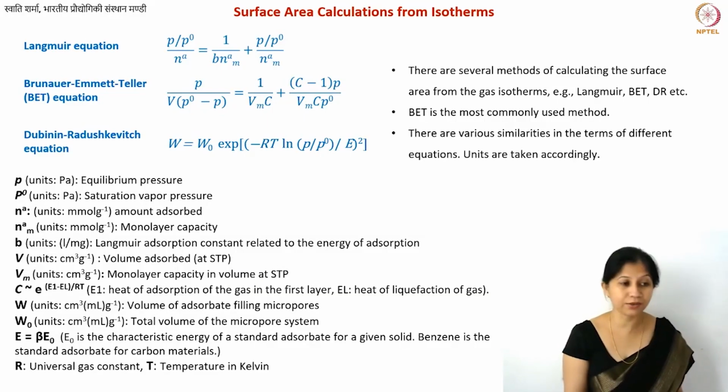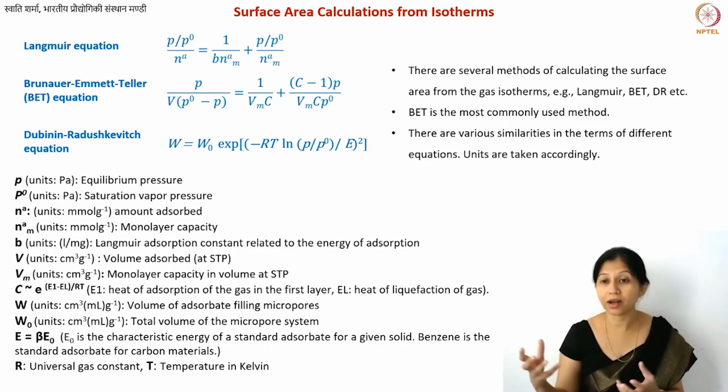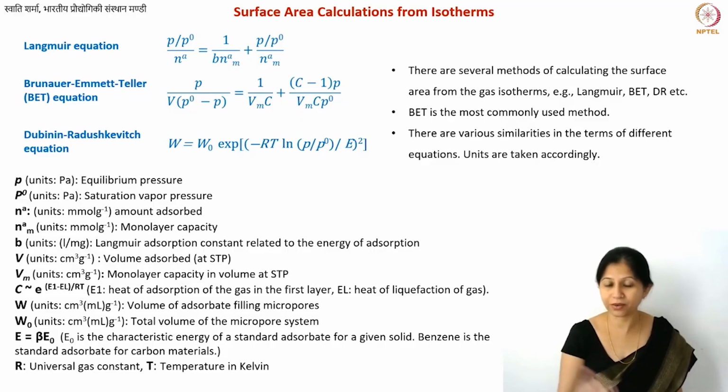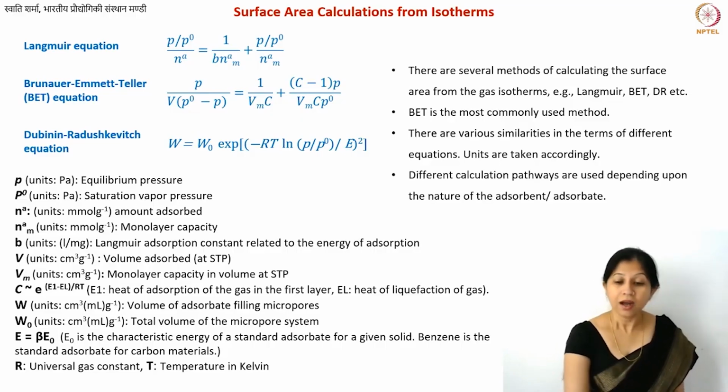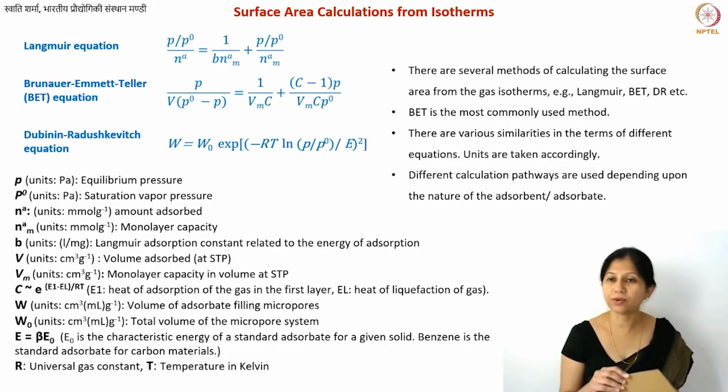So I will not go into the derivation. Actually, these are very simple derivations also. So just change in pressure based on the number of molecules that are being adsorbed. The number of molecules can be number or volume or the mole fraction. That is the only difference. Okay, so you need to also see the chemical structure, physical structure, all of that, and then accordingly you can select your calculation pathway.